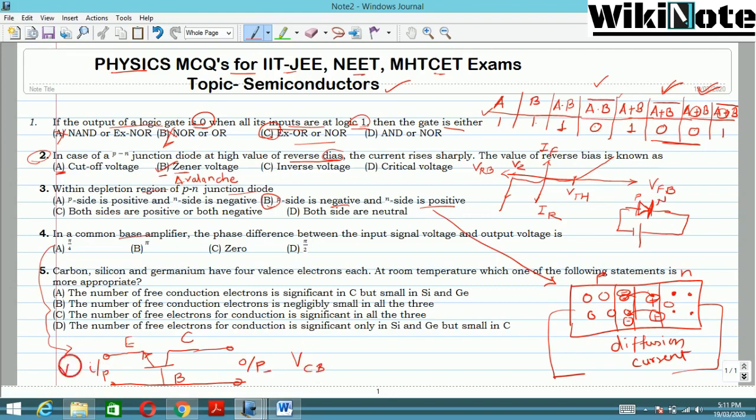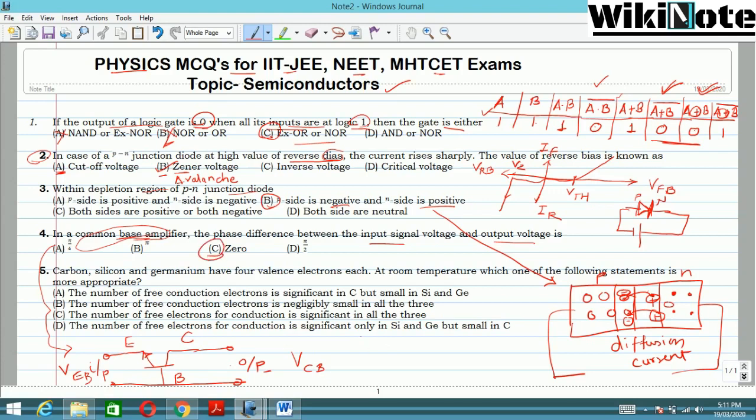So I would like to write down over here VEB. So what is our question? In a common base amplifier, so what do you mean by common base? We will find out three configurations like this. Common base means the base terminal is common to the input and output side. The phase difference between the input signal voltage and the output voltage is always, guys, 0.